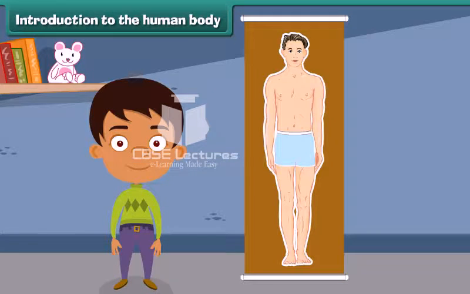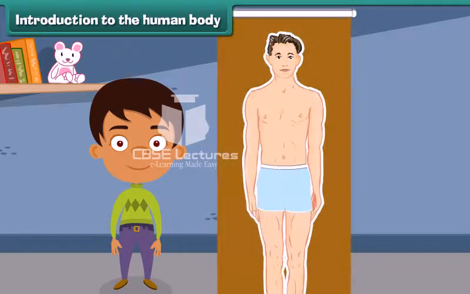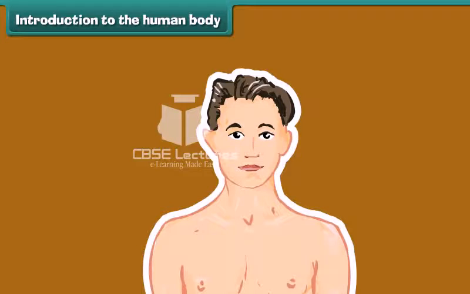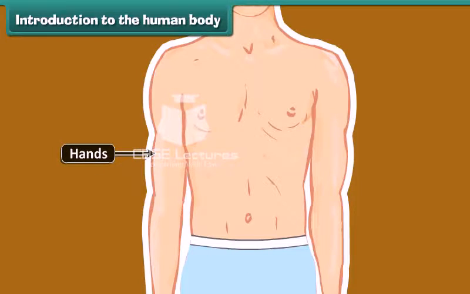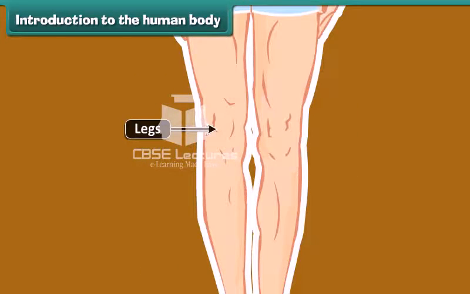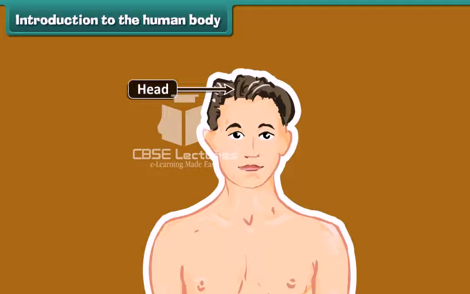Hello all! Can anybody tell me the names of various parts of our body? Great! Let's know more. The main parts of our body are head, face, neck, hands, stomach and legs. As we can see here, the head is the uppermost part of the body. We find hair present on the head.